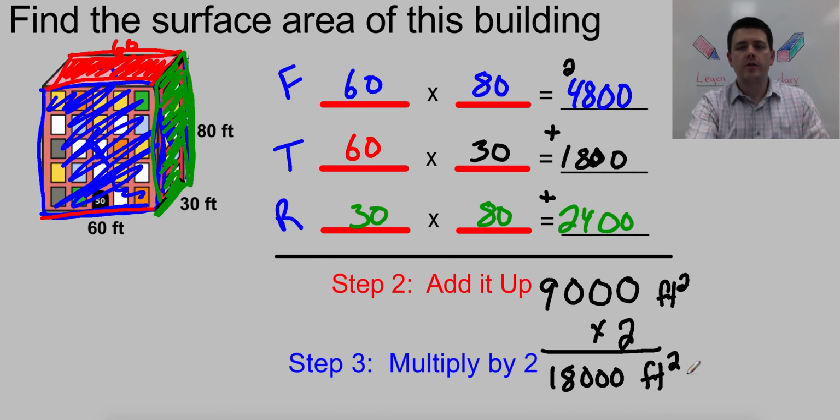So now you've kind of seen a couple of examples of how I calculate surface area just from the prism itself. I find the area of the 3 sides that I can see, add them together, and then double it, multiply it times 2, because I want to include the 3 sides that I can't see.